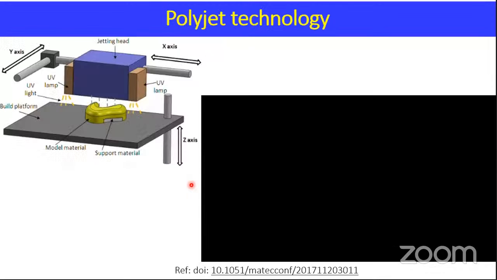Okay, so there is another technique, which is PolyJet technology, very similar to binder jet, but the only thing is that it uses UV lamps for curing our starting material, and then eventually builds the part in a layer by layer fashion. So maybe we'll look at this video to understand better.